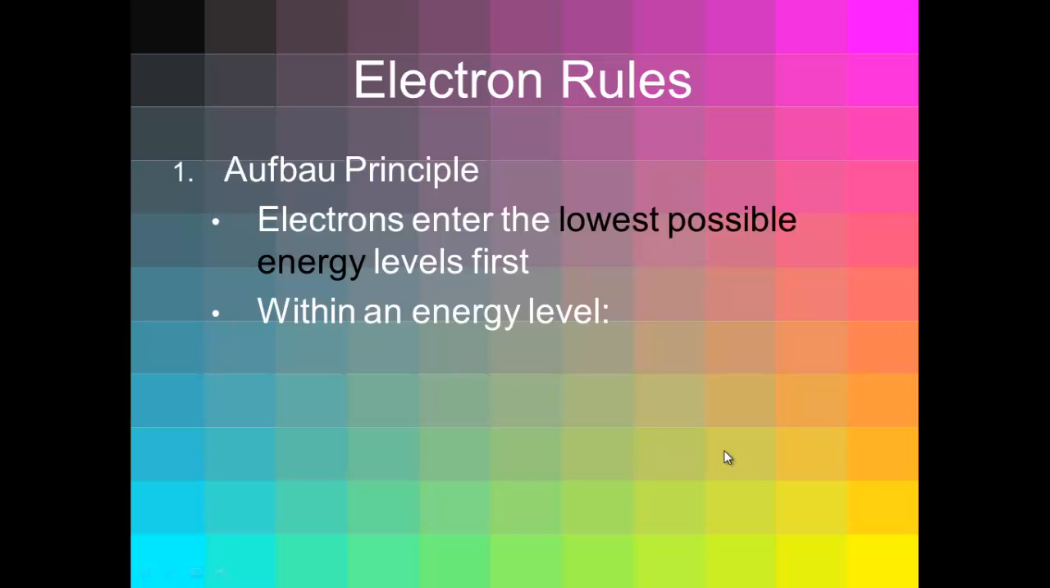Within an energy level, though, there's also an order. So the S sublevel will fill up first. Then if there are more electrons, the P sublevel will fill. Then if there are more electrons, the D sublevel, and then the F. So lowest possible energy levels first, and then within the energy level, they go in this order, S, P, D, and F.